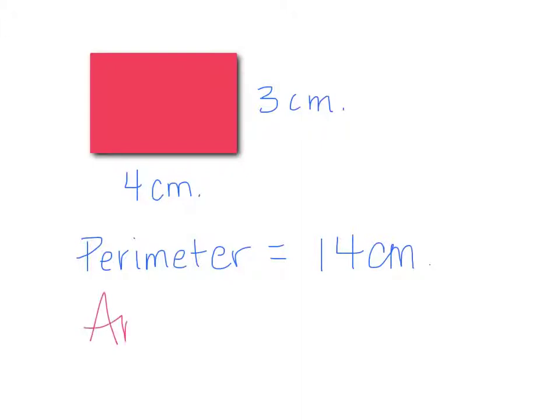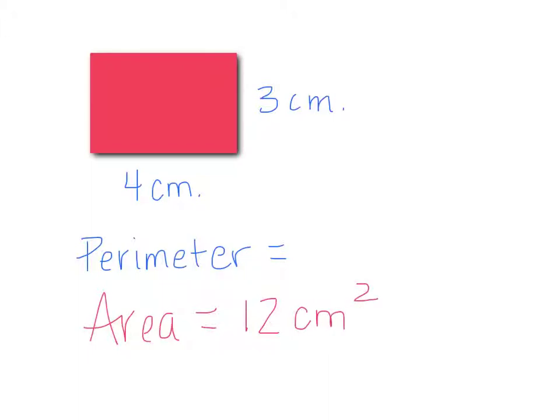Now the area of this rectangle is where you take the 4 times the 3, and that's to find the space inside this 2-dimensional shape. So the 2-dimensional shape's area is the 4 times 3, and that equals 12 centimeters squared. The reason this is centimeters squared is because you're multiplying this centimeter times this centimeter. So how many centimeters do you see? 2, squared. Okay?